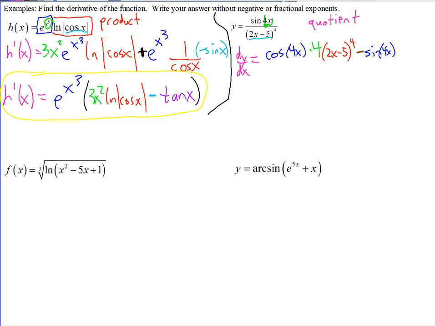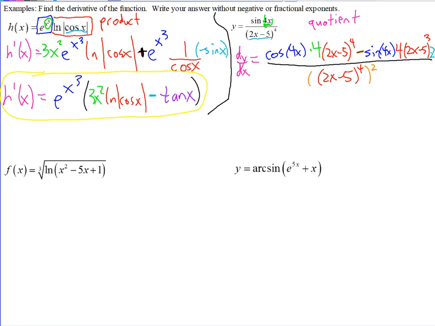And then using the chain rule here, times the derivative of the second one using the power rule first, would be 4 times 2x minus 5 cubed. But then using the chain rule times the derivative inside, derivative of 2x minus 5 is just 2. And then don't forget on the quotient, it's all divided by the denominator squared. 2x minus 5 to the fourth, squared.